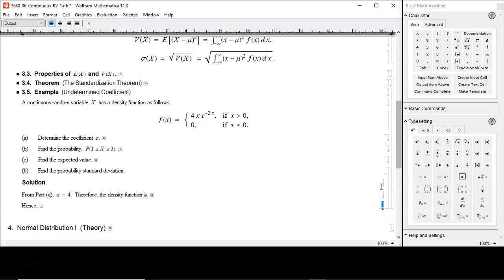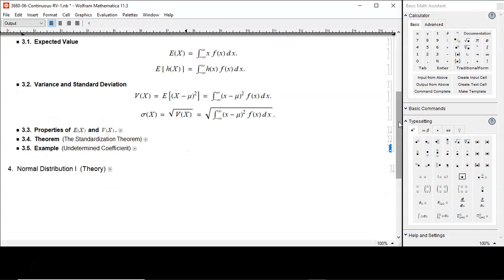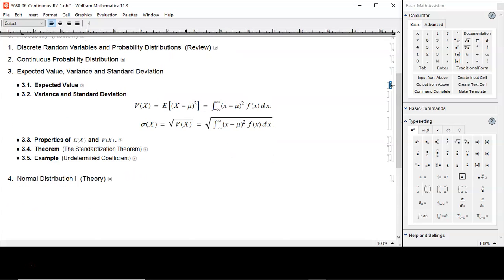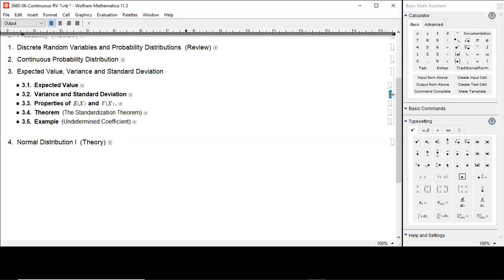The detail is left to the students. After all, this is highly computational. Now, how much time do we have? Oh yeah, plenty of time to discuss the properties of expected value.